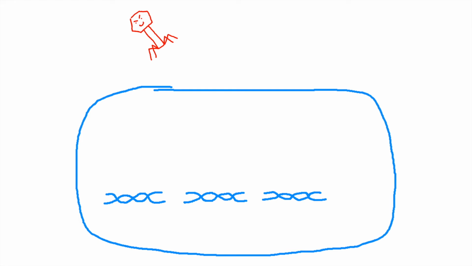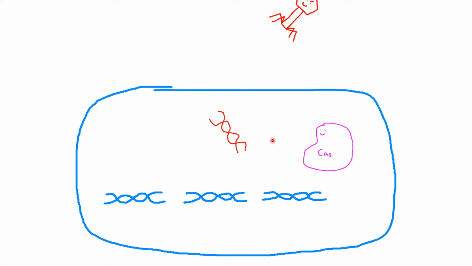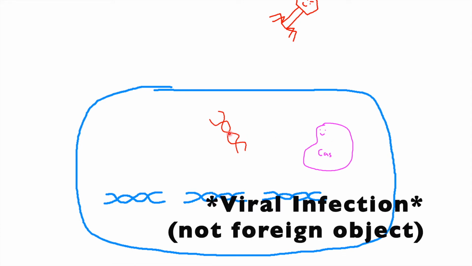So here we can see a phage about to infect the bacteria cell. And once it does, it injects its prophage into it. So what the Cas9 does is it recognizes it as a foreign object.